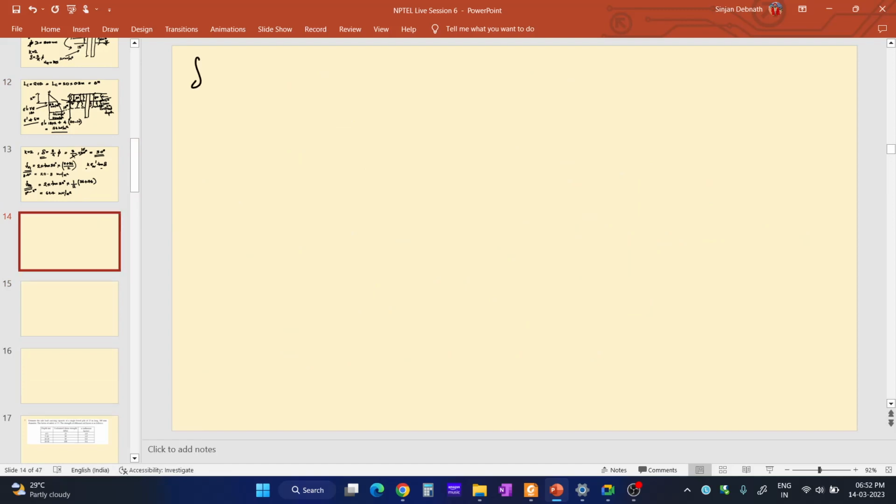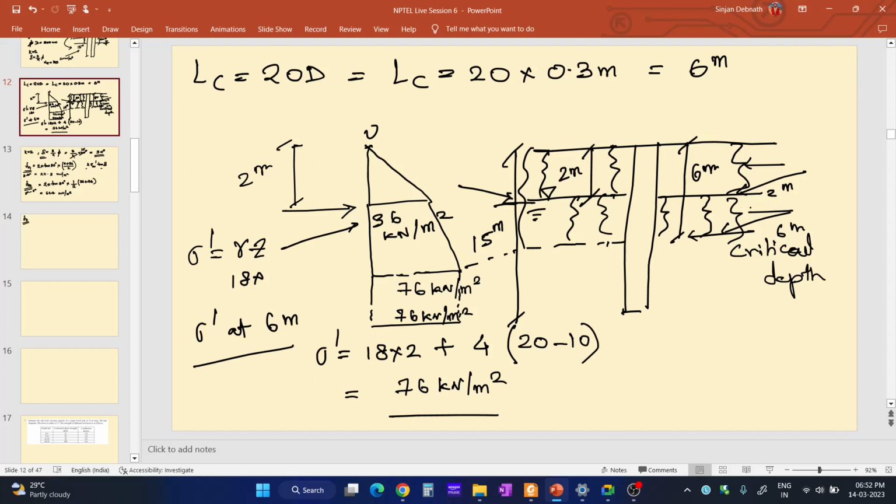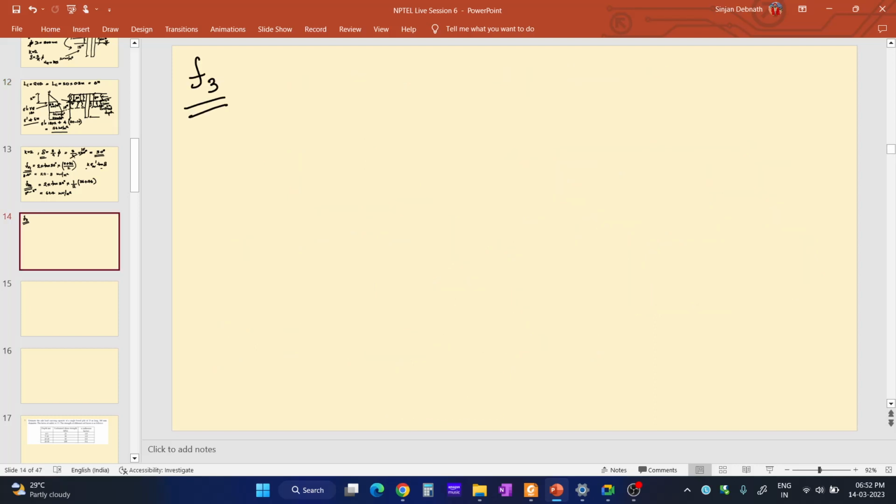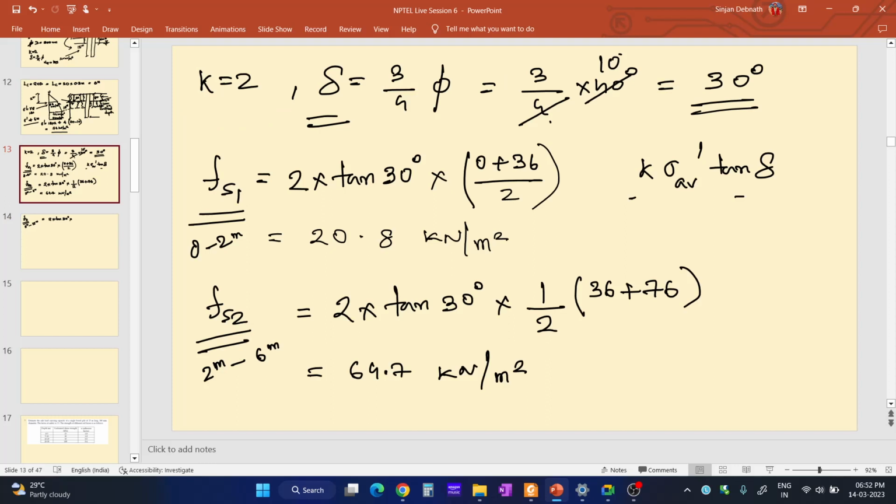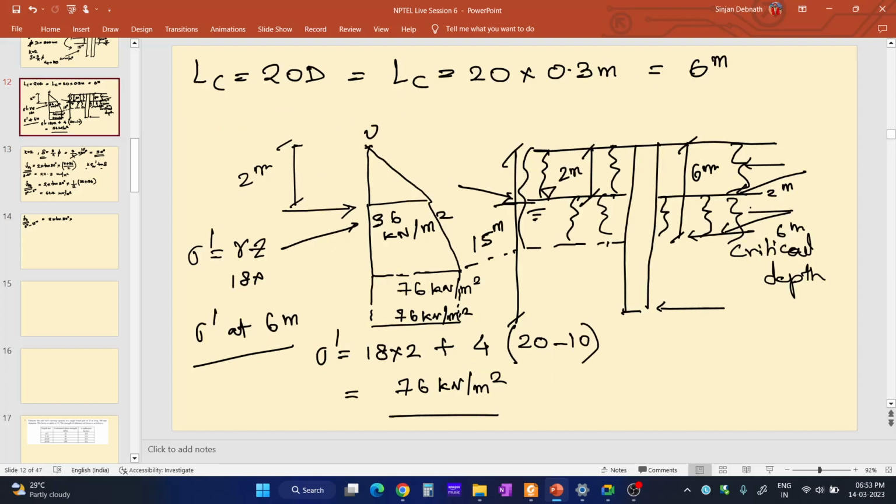So the skin friction resistance for the third part, that is from 6 meter depth to 15 meter depth, is up to this point. What is the unit skin friction resistance? 2 into tan 30 degree into average of 76 and 76 kilonewton per meter square, which is the effective overburden pressure at the critical depth, and it is constant beyond that.